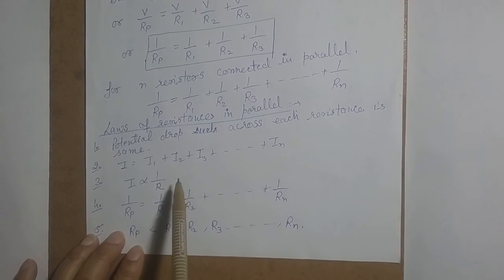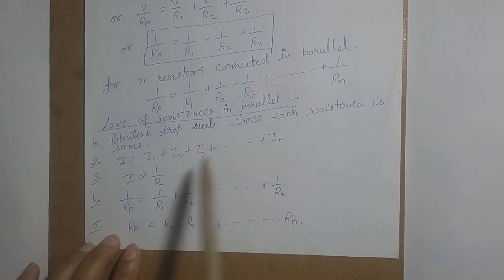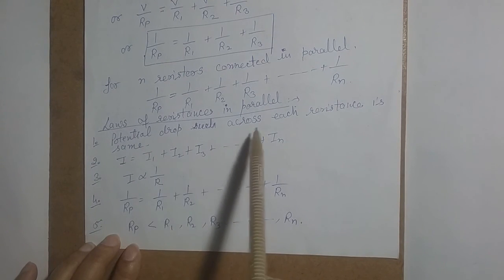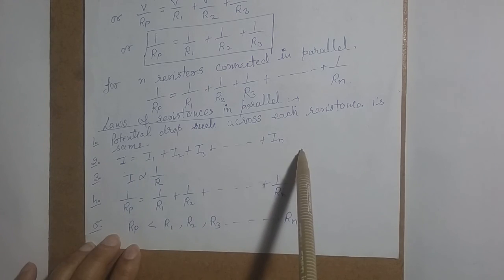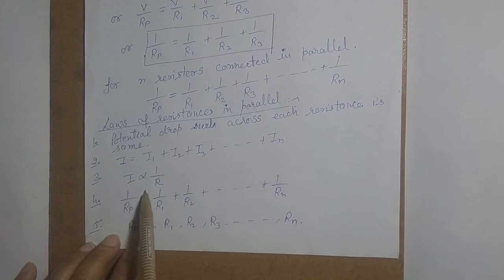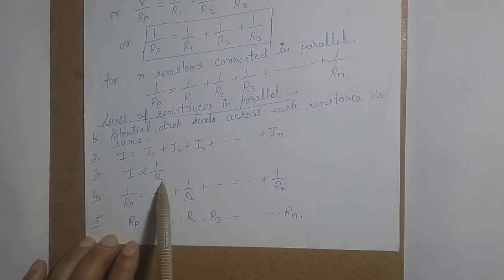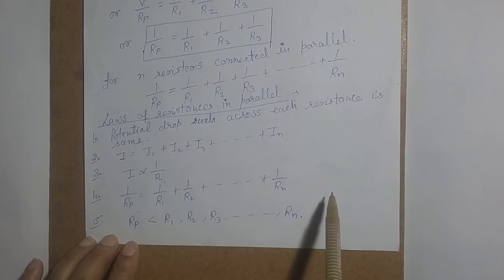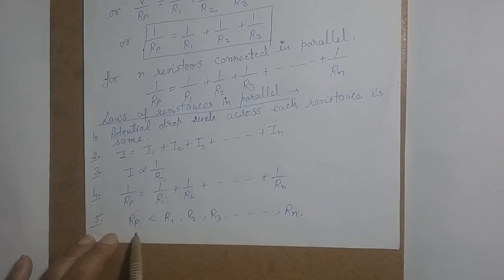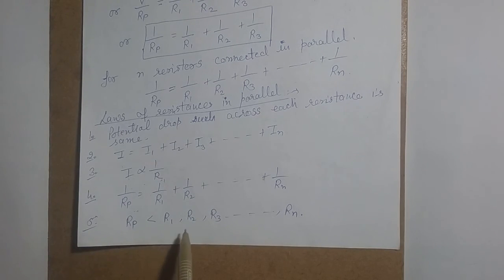Now let us conclude the laws of resistances in parallel. Potential drop across each resistor is the same. Total current is the sum of individual currents through each resistor. Current is proportional to 1 upon R, that is the reciprocal of the resistance. If resistance increases, current decreases. 1 upon Rp, that is the reciprocal of the equivalent resistance, is the sum of the reciprocals of individual resistances, and the equivalent resistance is always less than the smallest of the given resistors.